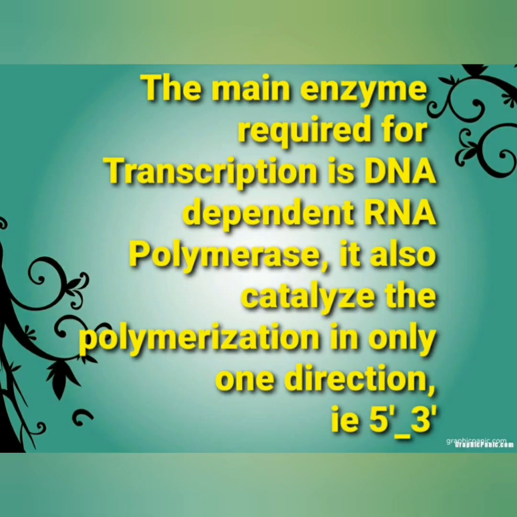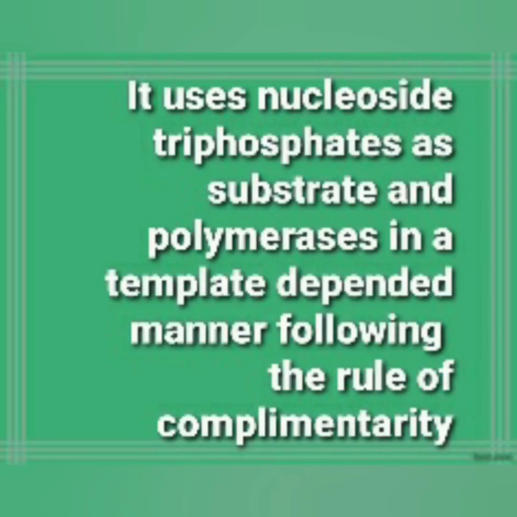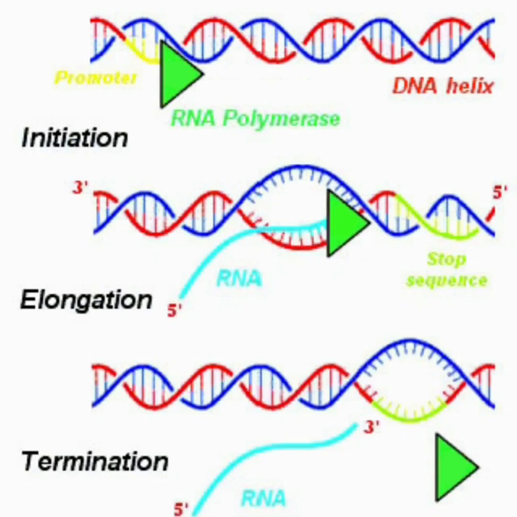The main enzyme required for transcription is DNA-dependent RNA polymerase. It also catalyzes the polymerization in only one direction, that is 5' to 3'. It uses nucleoside triphosphates as substrate and polymerizes in a template-dependent manner following the rule of complementarity that you know. Here observe this diagram and try to understand three different stages, namely initiation, elongation, and termination.